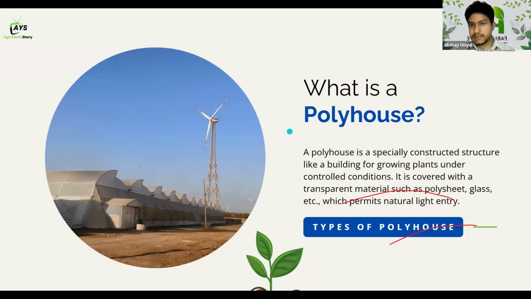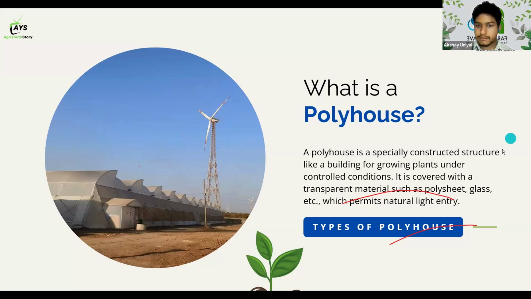So these polyhouses have a very simple task of giving us a very controlled environment by isolating it from the outside environment. Okay, so they can be built from polysheet, glass, and anything that permits the natural light entry. So we are using polysheets, which are easier to find, and it's very easy to build in India. We have a very limited number of glass polyhouses, that are greenhouses, in India. They exist, but they are very rare.